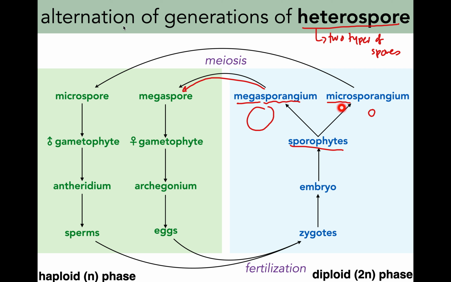And then the microsporophyte will produce the microspore on different plants. The microspore will germinate into the male gametophyte, which produces only antheridium and produces sperm. Sperm and egg fertilize to produce a zygote. So this usually happens on separate plants. That's why we call it heterospores.